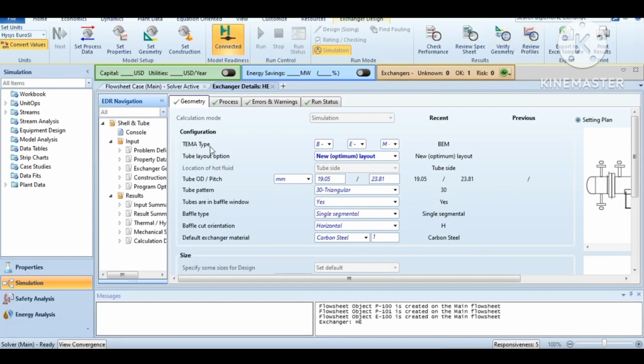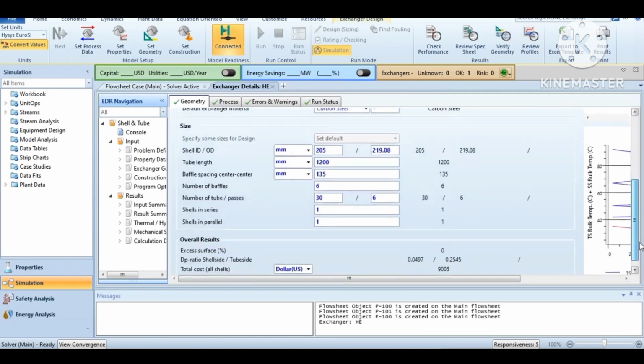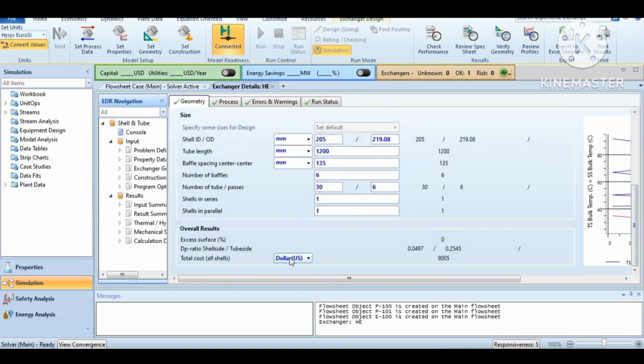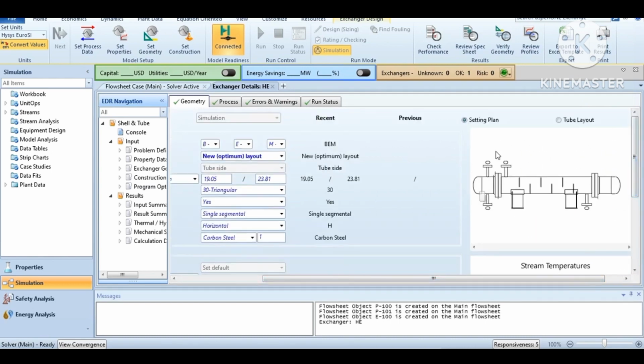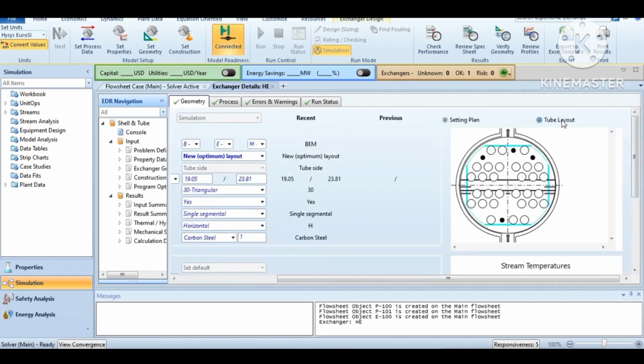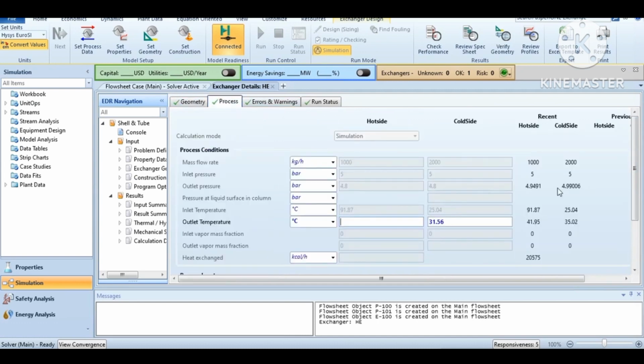So as you see, TEMA type BEM, tube layout option new, location of hot fluid to tube side, tube OD, pitch, and all the information is provided to you over here as well. The total cost, excess surface area, DP ratio, shells in series, shell. All these values are calculated by Aspen for us. And this is the setting plan. If you turn it to tube layout, this plan is also present. Going to process, the process values are also given to you, as you can see.